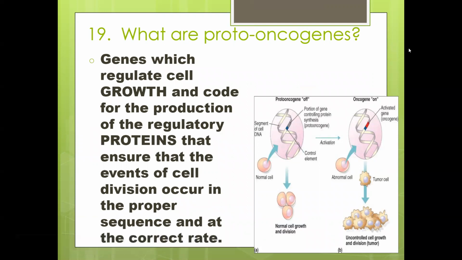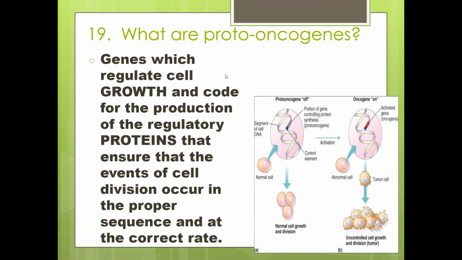Something else to talk about beyond just mitosis, what about when it goes wrong? What about when something messed up happens? And I have to talk about proto-oncogenes for you to really understand that. So proto-oncogenes are genes that regulate cell growth, and they code for the production of regulatory proteins that essentially ensure that everything is going right. So we have genes to regulate mitosis, to regulate cell growth, to regulate cell development, etc. And so if those genes go wrong, then they become oncogenes, and then you get cancer.